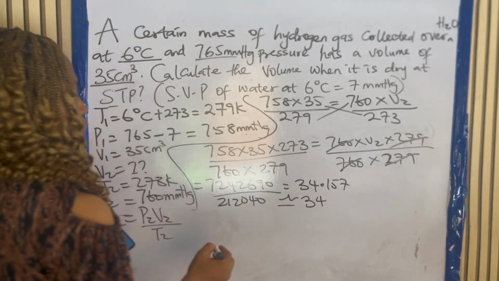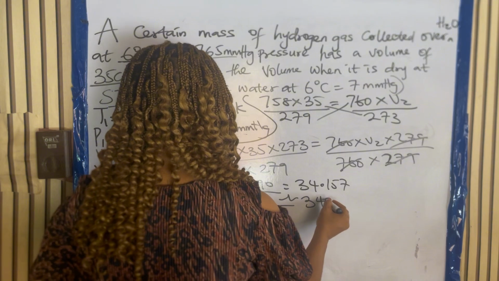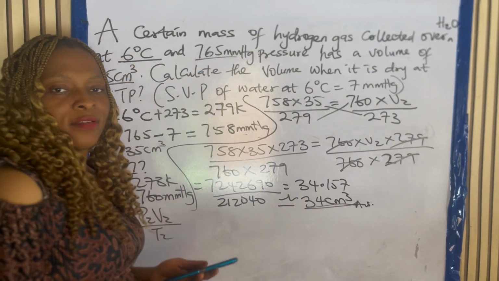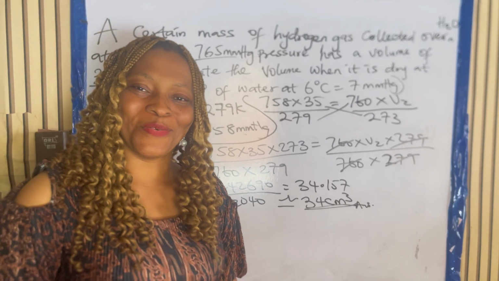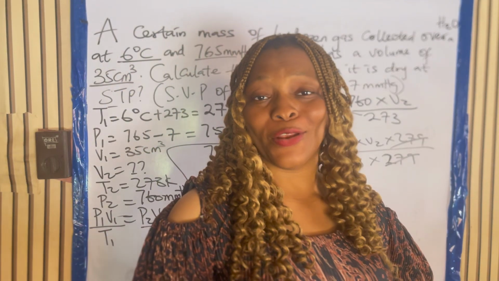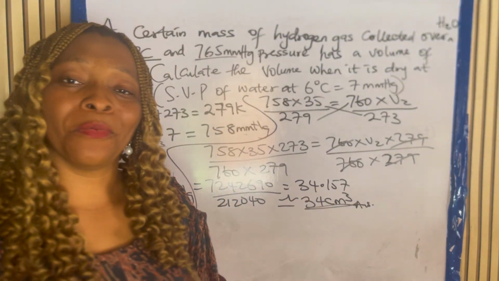So approximately our answer is 34 what? What are we looking for? We are looking for V. 34 cm cube. Answer. Isn't that simple?